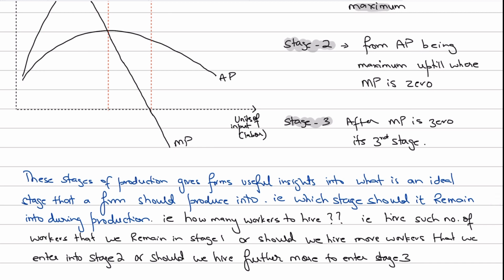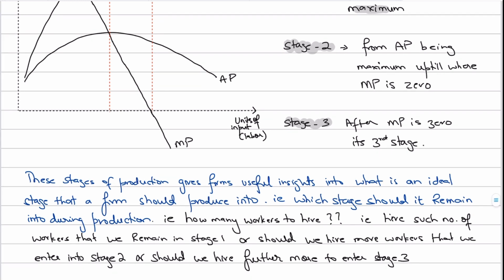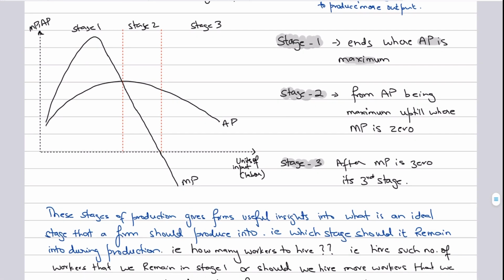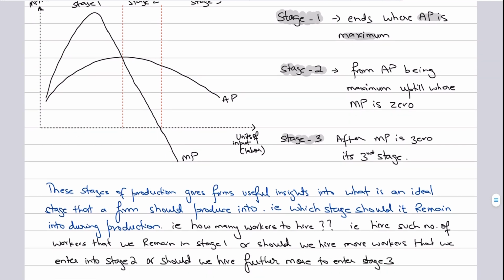These stages are definitely giving us useful insights into what the ideal stage a firm should produce in, and how many workers it should actually hire. That's what we're interested to know: whether it should hire more workers, whether we should remain in stage one, whether we should hire more workers and enter stage two, or whether we should maybe be in stage three. So let's see how this works.